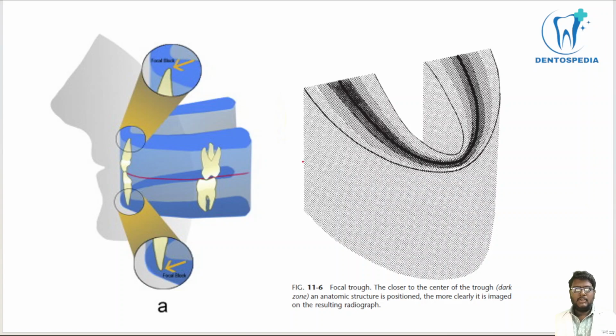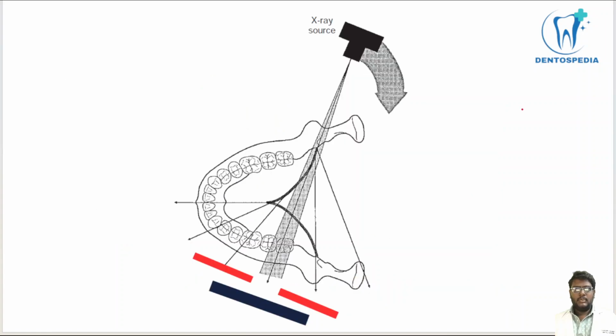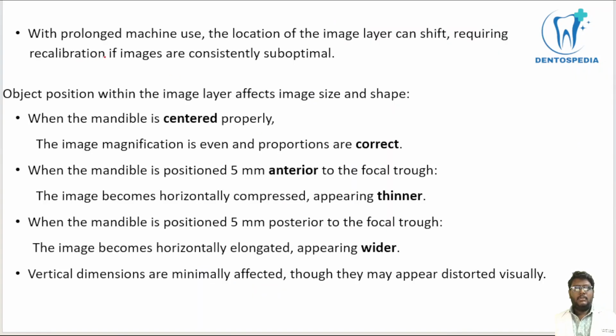Okay, so this image layer is horseshoe shaped, and for those teeth, we have to position the patient in relation to the image layer. You can see the block diagram of exposure. With prolonged machine use, the location of the image layer can shift, requiring calibration if images are not optimal. So on regular use of the panoramic machine, the image layer might get disturbed in its position. So the radiology technician has a special duty to check the position of the image layer, and it should be calibrated once in a while to get good images.